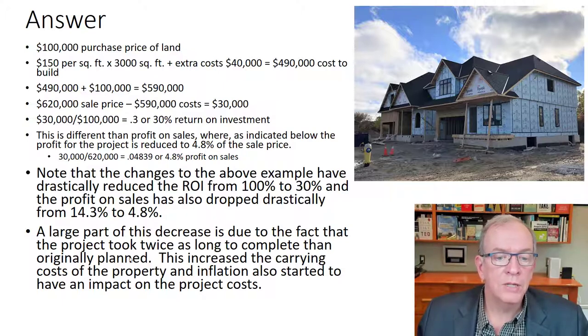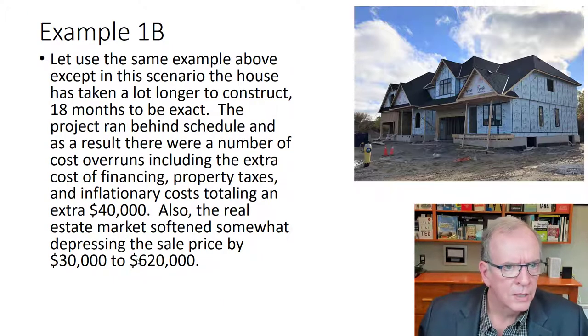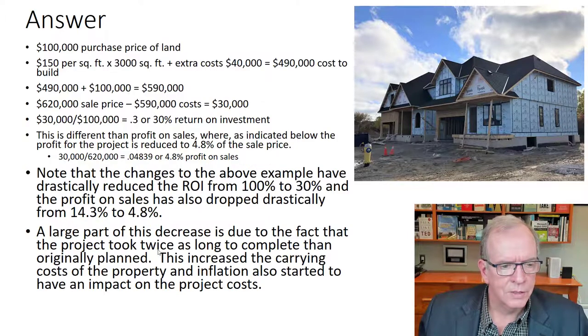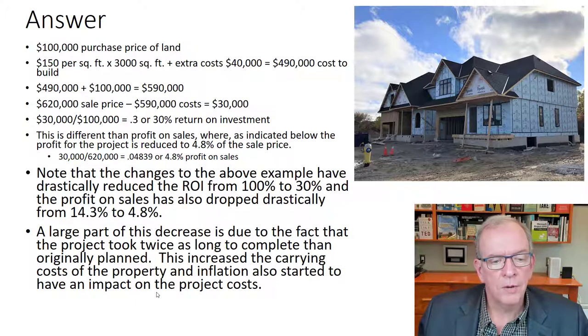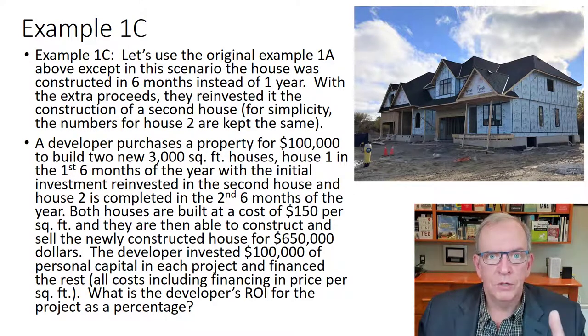So a large part of the decrease, as I said, is due to the fact that the project took twice as long to complete than originally planned. Actually, I don't think it was twice as long. Did I say 18 months? I thought I said 18 months. There it is. So it's not twice as long, right? So this increased the carrying costs of the property, and inflation also started to have an impact on project costs. Good to know what's going on, and better to know it ahead of time.